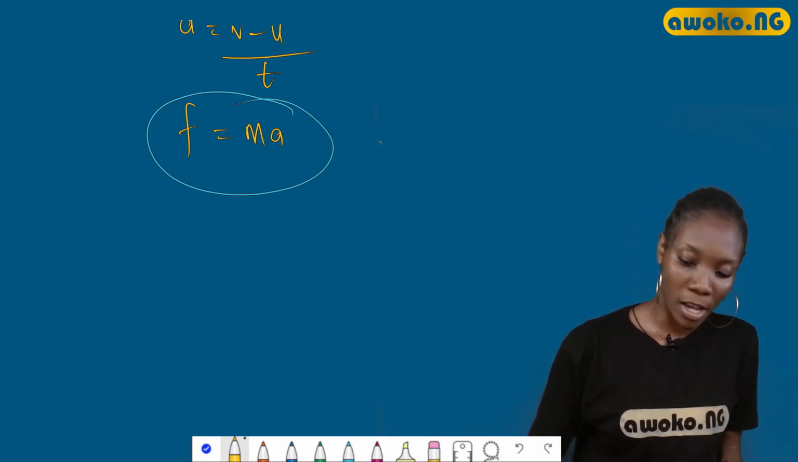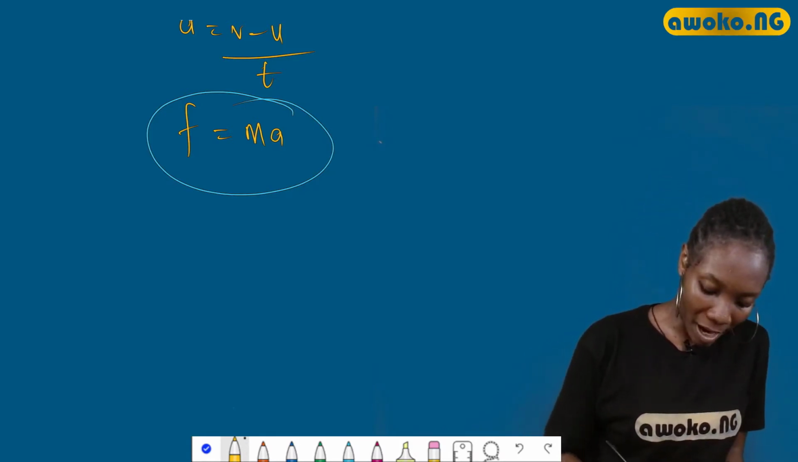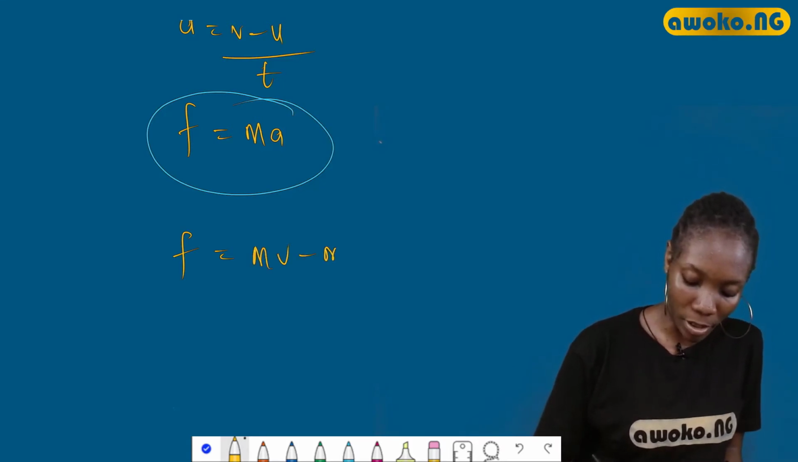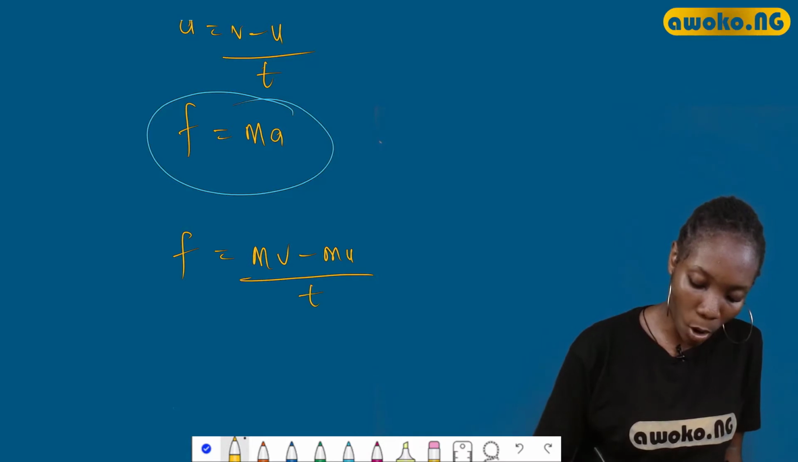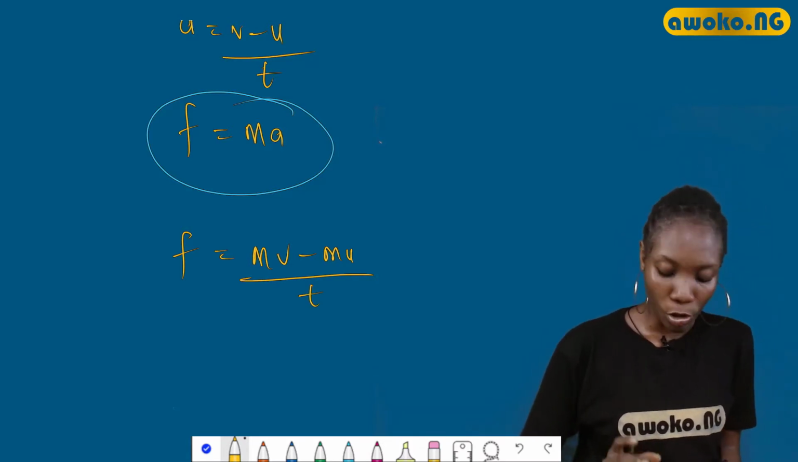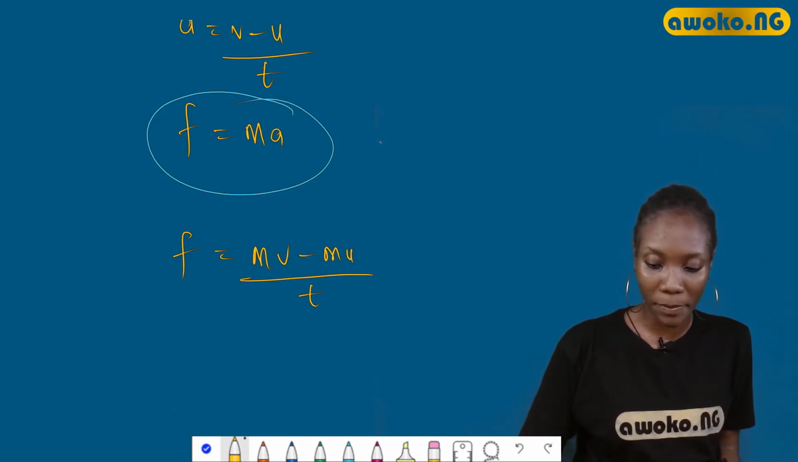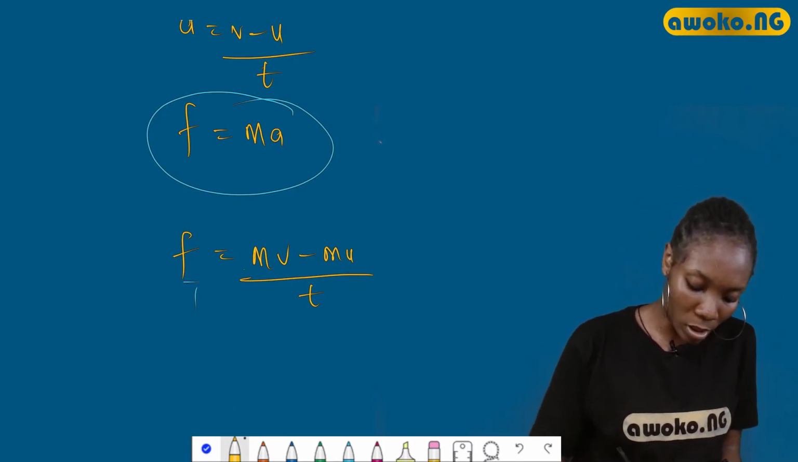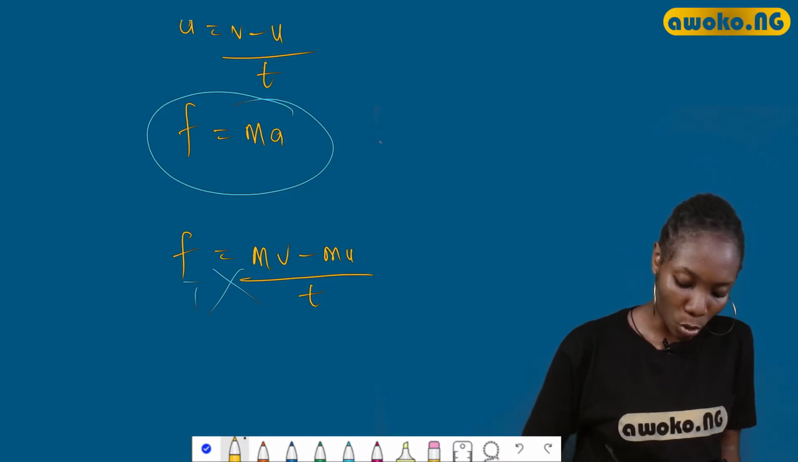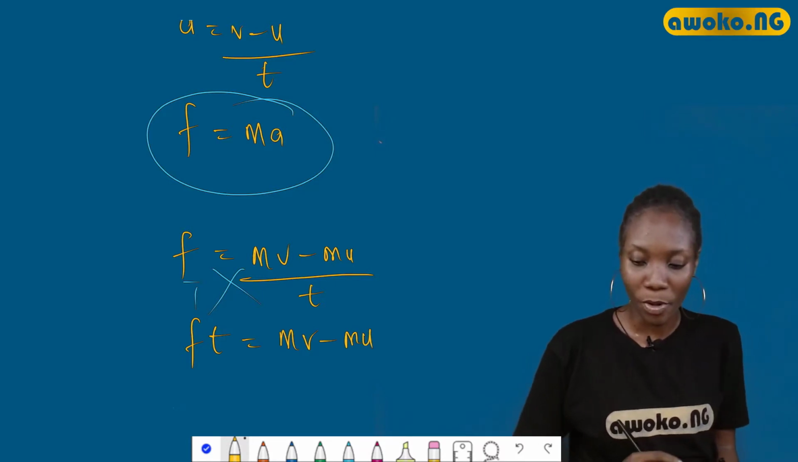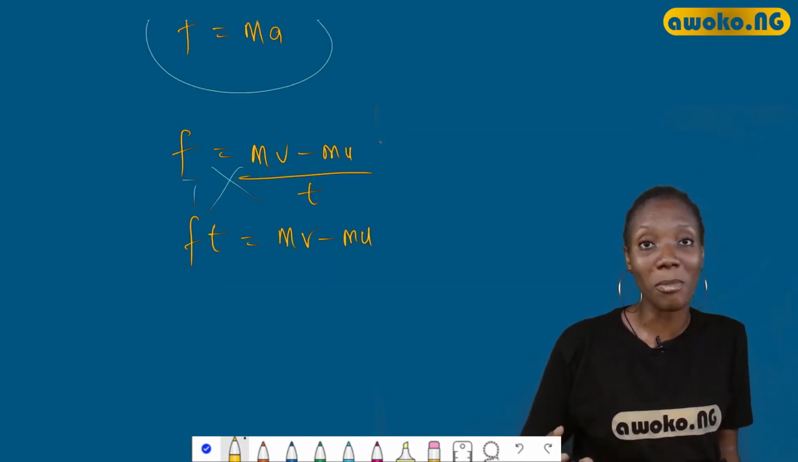All right, guys. Now remember we said, let me rewrite that for us to see. F equals the change in momentum, mv minus mu. Hope we are all together. So remember we said F equals change in momentum over time, right? And if you cross multiply, you're going to get Ft equals mv minus mu, right? So this is how most of all these formulas are gotten.